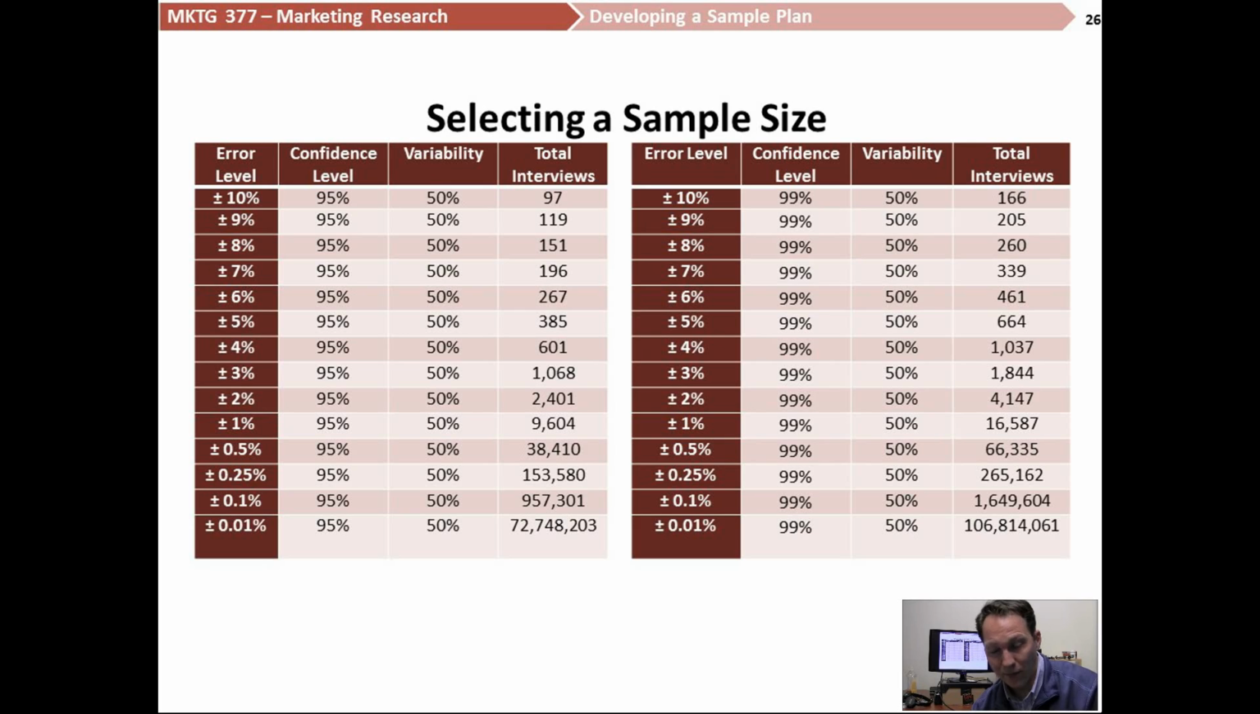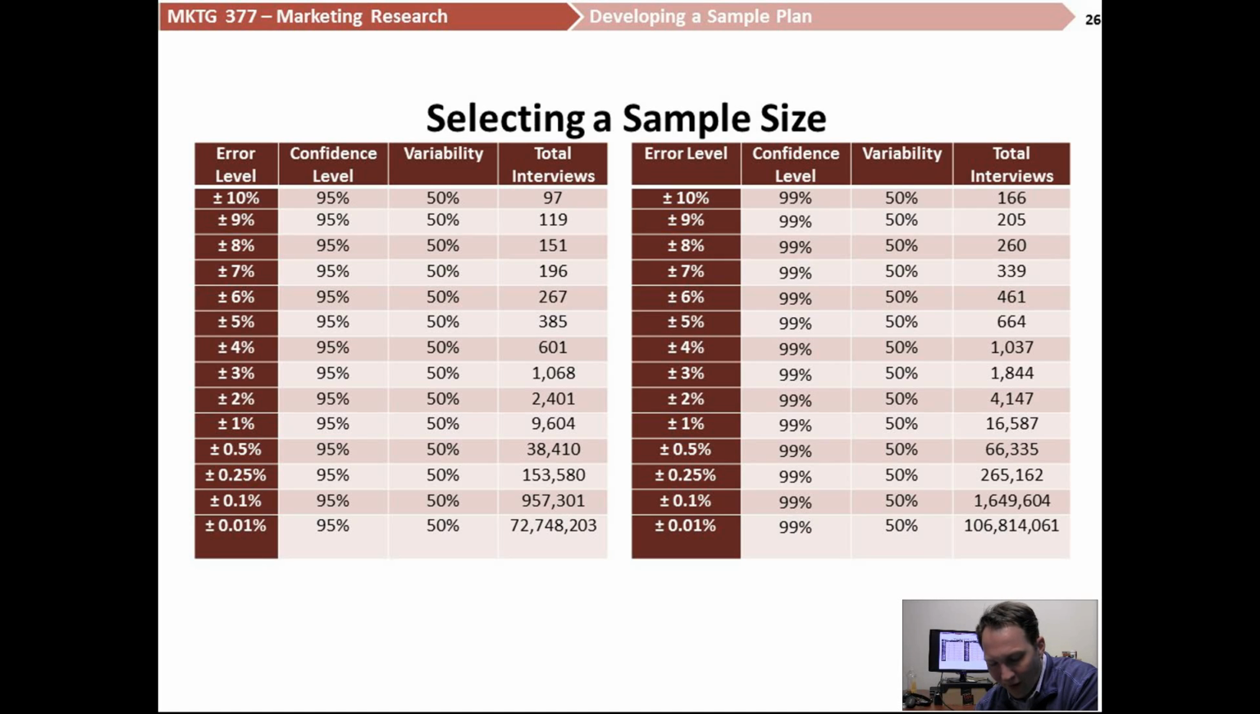in a normal sized population, you'd only need to conduct 97 interviews to have a confidence level of 95% and a variability of 50%. So this could be a population of American citizens, okay? 330 million Americans. You only need to talk to 97 of them to have a margin of error of plus or minus 10%. Now that's not real good data, but it also means you don't have to interview 330 million people. You only have to interview 100 of them. Not so bad.